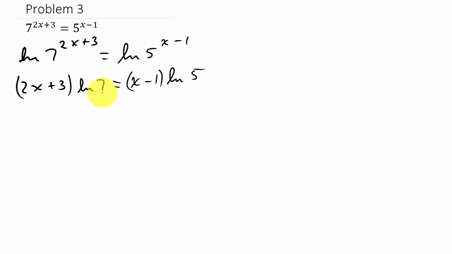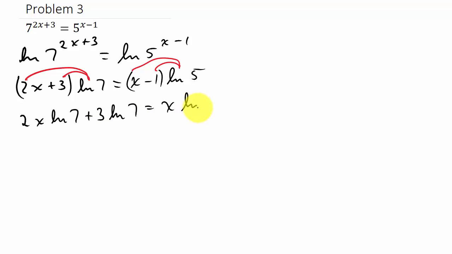And then I'm going to clear the parentheses, just like we did in the previous problem. I'm going to distribute natural log 7, and here I'm going to distribute natural log 5. So I get 2x natural log 7 plus 3 natural log 7 equals x natural log 5 minus natural log 5.